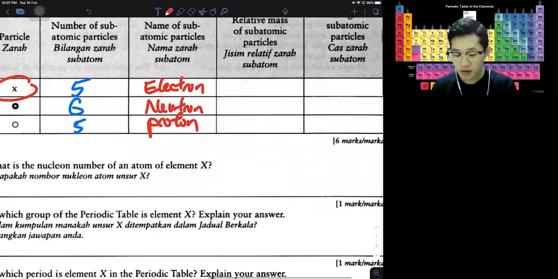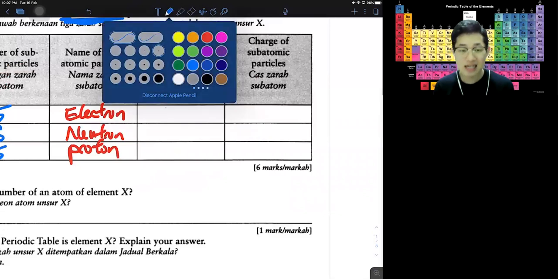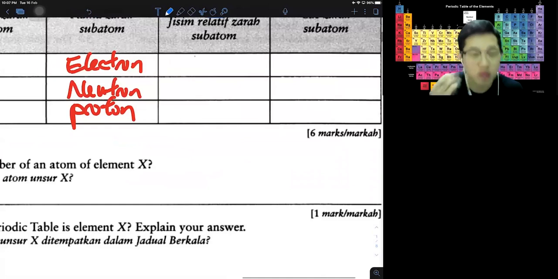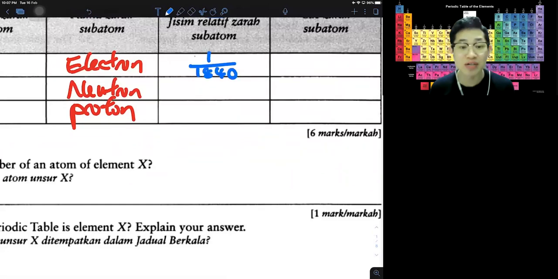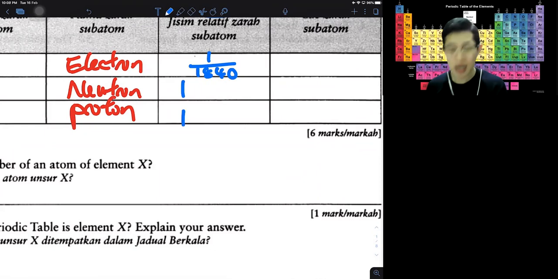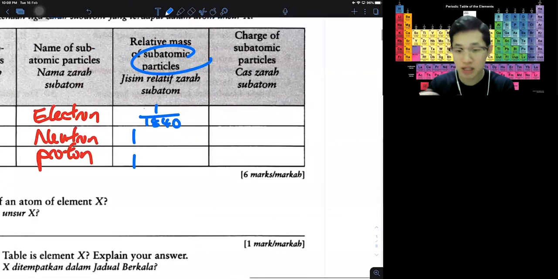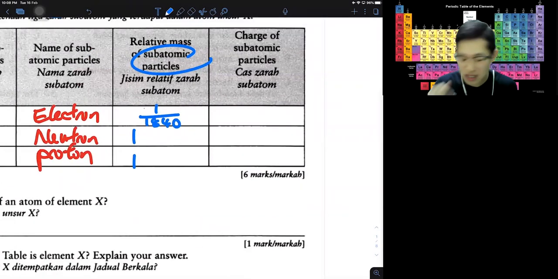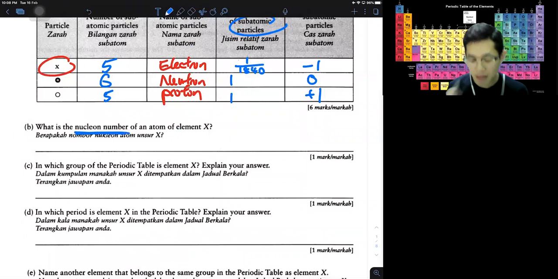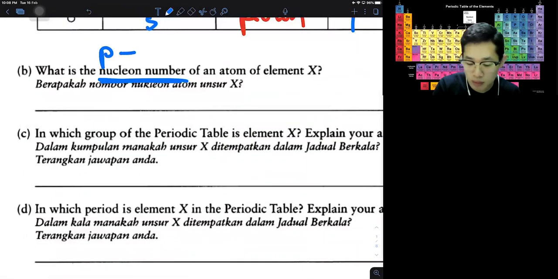Next, relative mass of the subatomic particle. Electron is, this is what most people cannot remember, 1/1840. Neutron is 1, proton is 1. If you have any question, please ask. Charge of the subatomic particle: -1, 0, +1. Very simple. Next, what is the nucleon number? Nucleon means proton plus neutron.